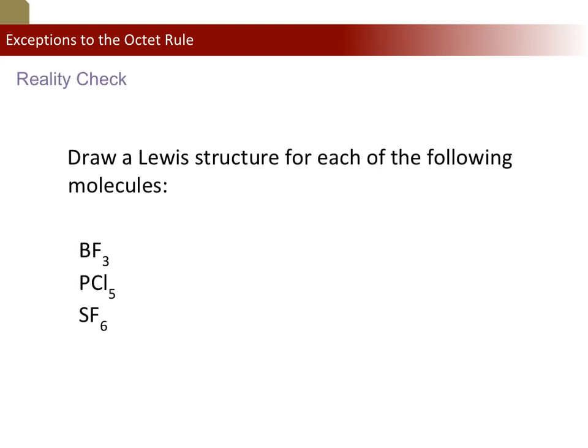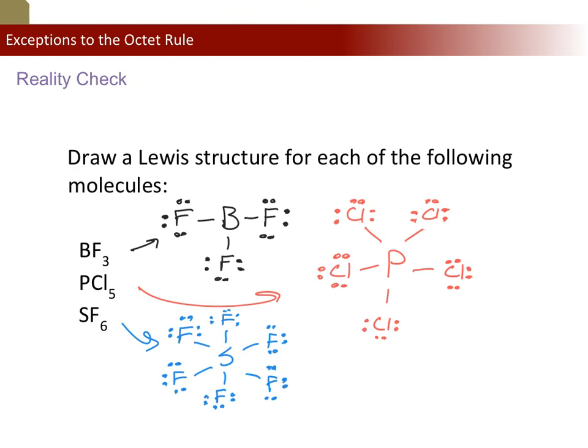So here's the last slide of this little presentation, and it's drawing Lewis dot structures for these 3 octet rule breakers. The first one is boron trifluoride. This one has boron in the middle with only 6 electrons bonded to it, which is completely fine for boron. The next one is PCl5, and you'll see phosphorus in the middle with 5 bonds times 2 or 10 electrons to it.